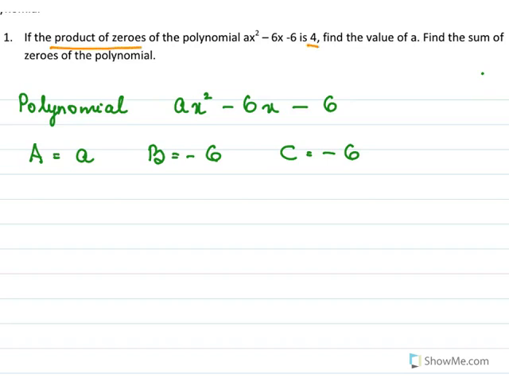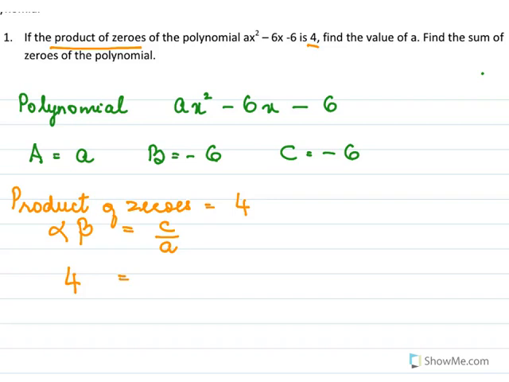Now in the second step they have said that the product of zeros is 4. So let's write it out. Product of zeros equal to 4. The product of zeros we know is alpha into beta, and alpha into beta is equal to c by a. Alpha into beta is 4, and we know c is minus 6 and this is a. So we put the values, and now a equal to minus 6 by 4, which is minus 3 by 2.